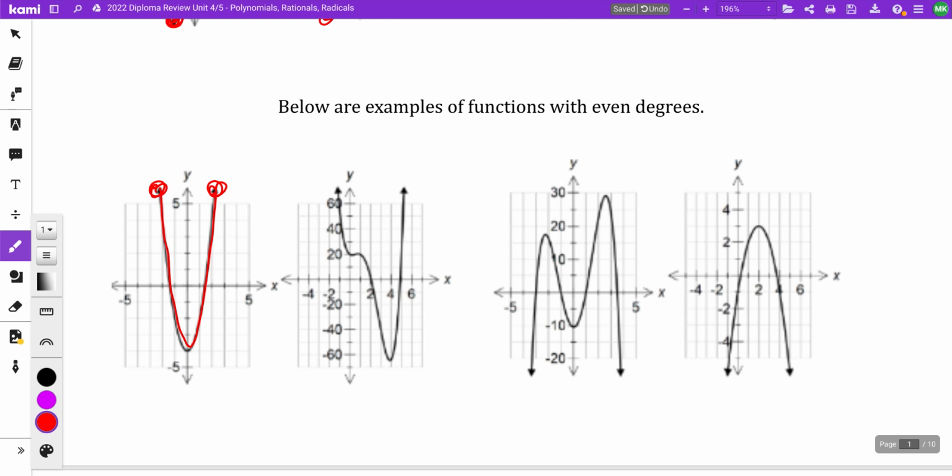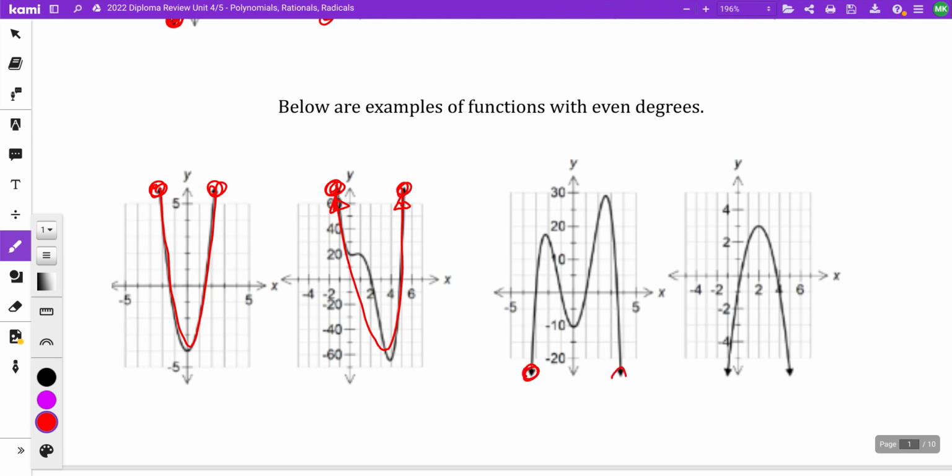Look at the second one. Look at the tails. The overall trend, it goes down, but then it goes up. Yeah, it does all kinds of things in between there, but that's the trend. It's making that parabola. Goes down, does a bunch of stuff, goes back up. Same with this third one.